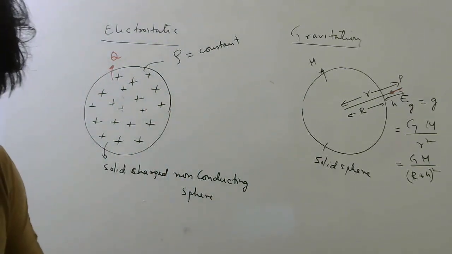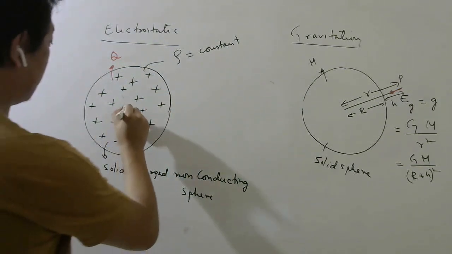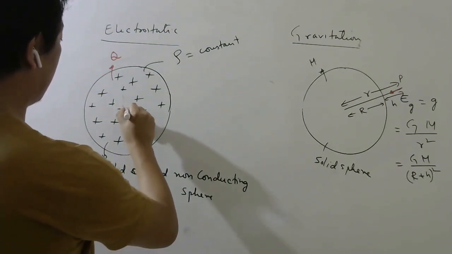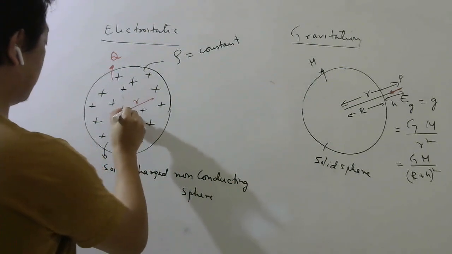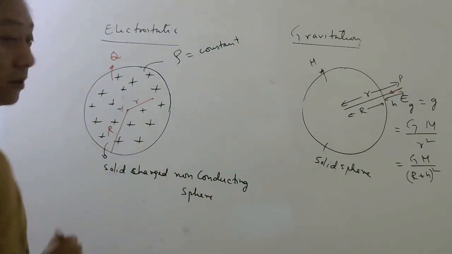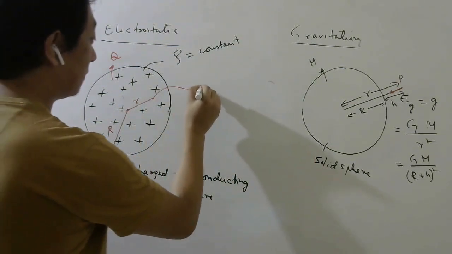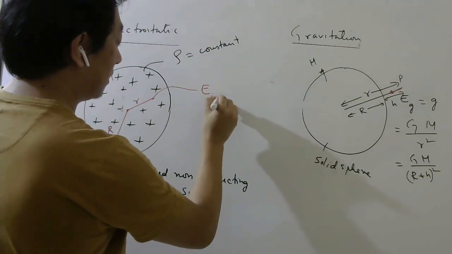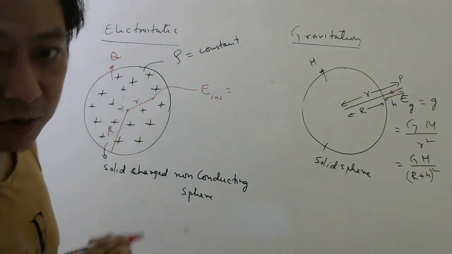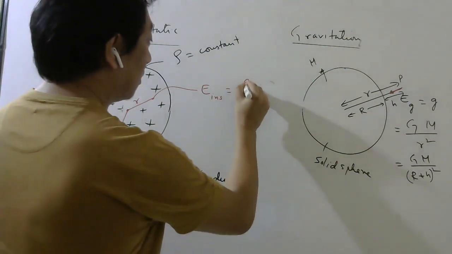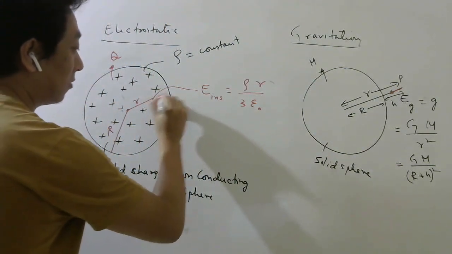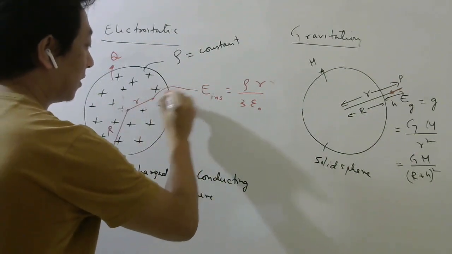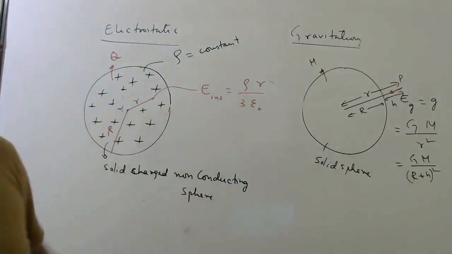Now here, suppose I want the field. This is the center, at a distance r inside. This is capital R. So here, if I want the field inside, then the best formula to remember, which I also do, is rho r by 3 epsilon naught, and the direction is away. If it is positive charge, it is away. So this is the formula I remember.